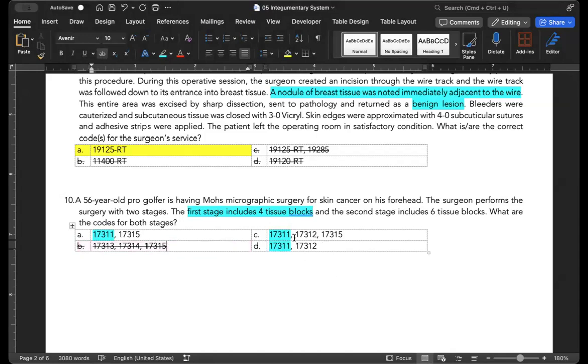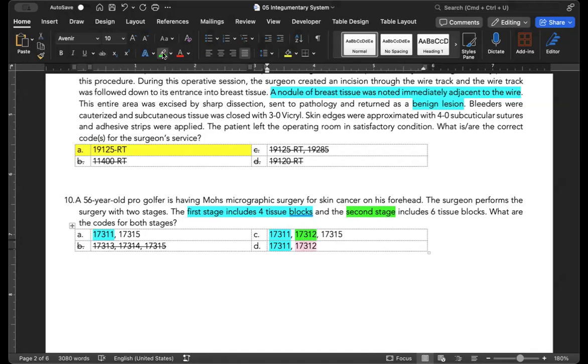Then let's go look at 17312 to determine, do we need another stage? So we did have a second stage that includes 6 tissue blocks. So we do need 17312 because that's our additional stage, and that includes up to 5 tissue blocks. And we had 6.